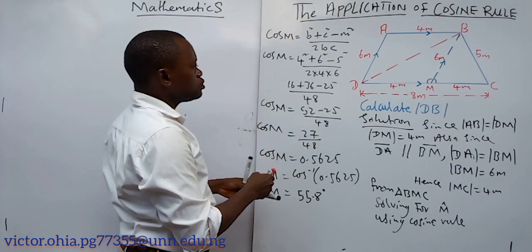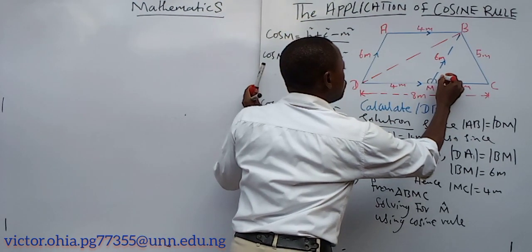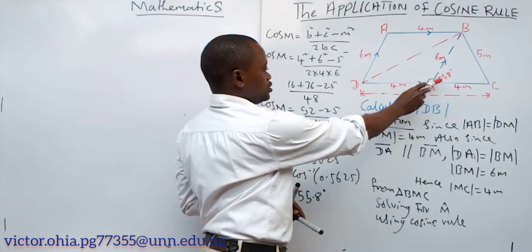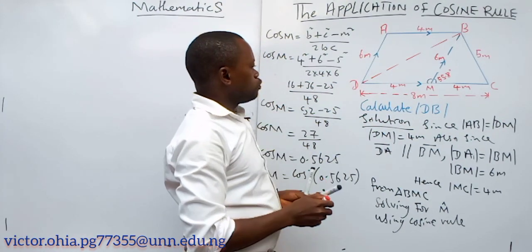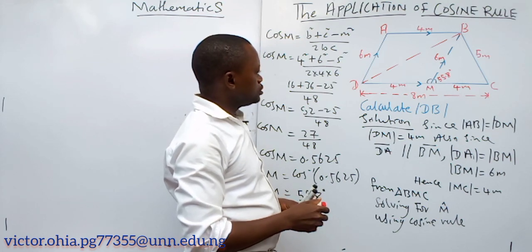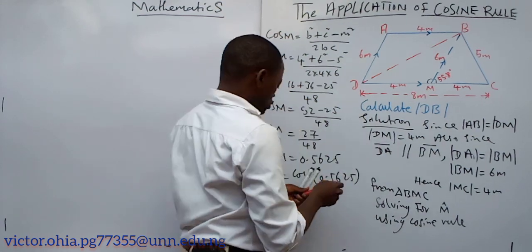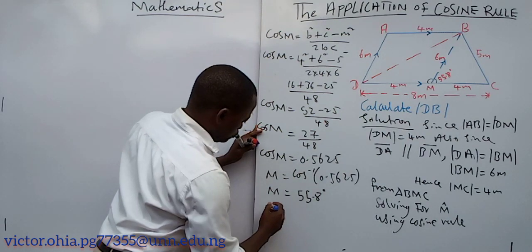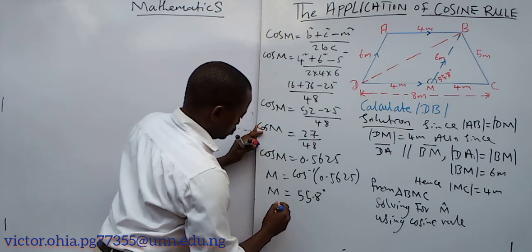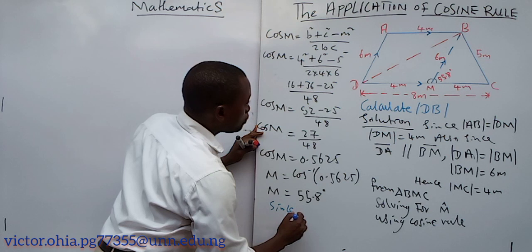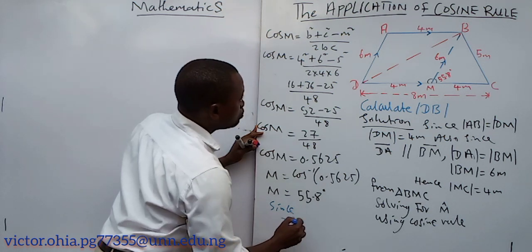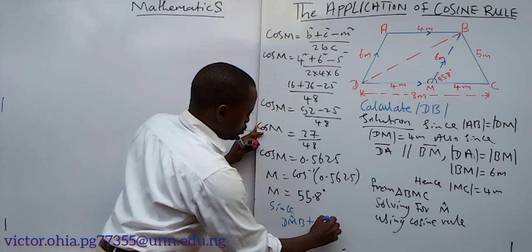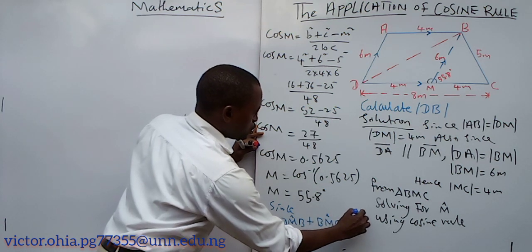So this angle here will be 55.8 degrees. That's the angle there. Okay. Now, do you realize that if we from here enter here, I will also ask you to check out this angle, I would say since DMB, this angle, plus BMC is equals to 180 degrees.